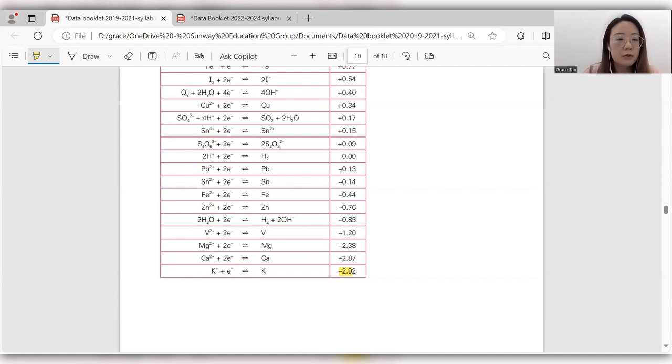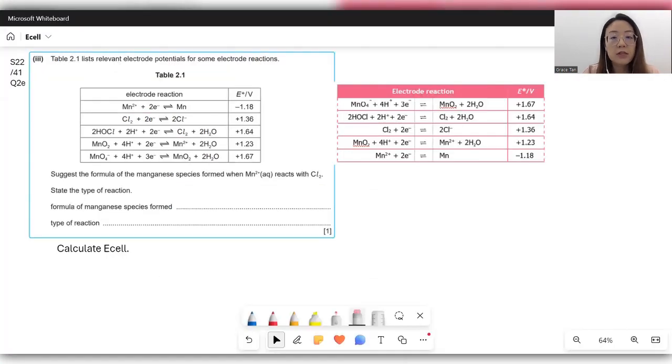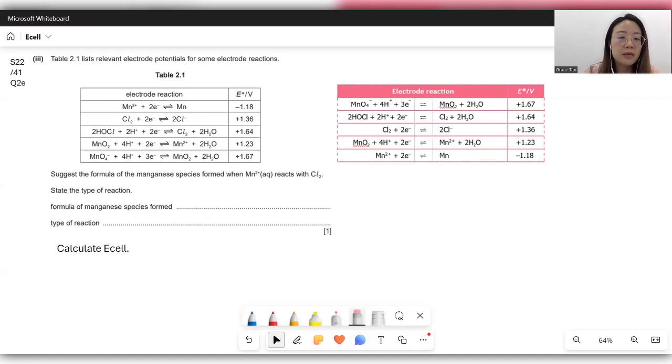I want to take you all through some questions, from the most basic calculation of Ecell to increasing difficulty. Every question here, we're going to look at something different. Now, the first one I want to take from Summer 22, paper 41, question 2e. So I give a very simple one.